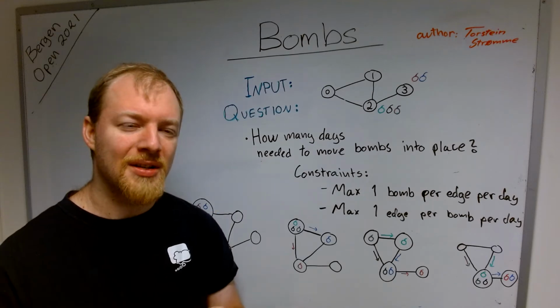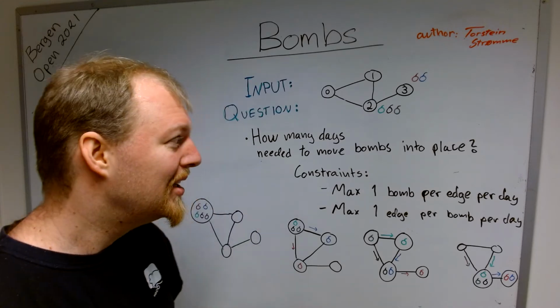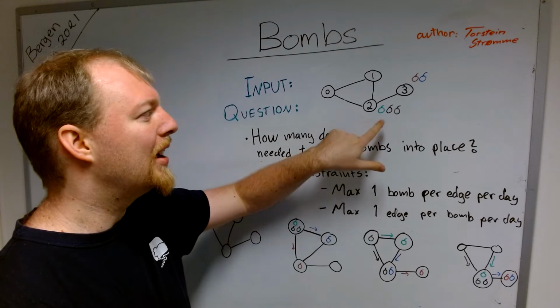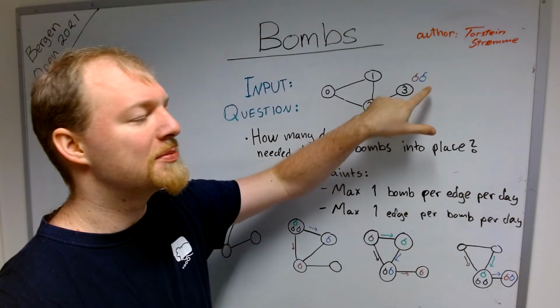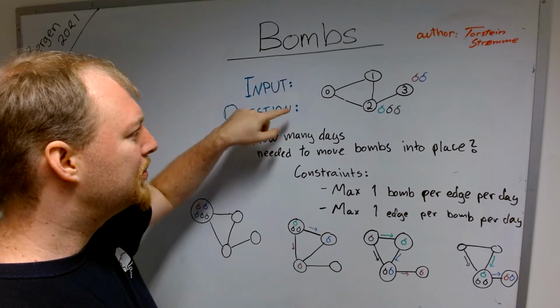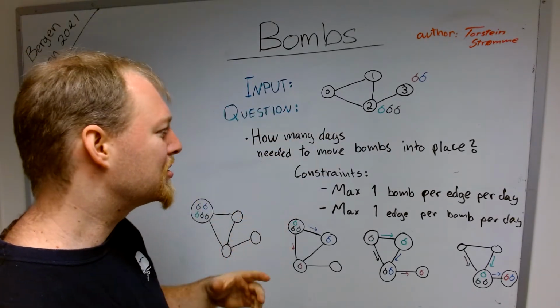So let's solve the problem Bumps from Bergen Open 2021. In this problem, the input is a graph and the location of some bumps. And the question is, can we move the bumps to this configuration? How many days are needed to do this? And there are some constraints.